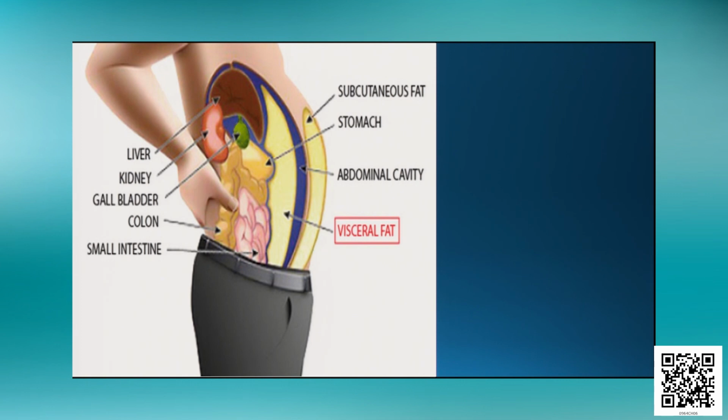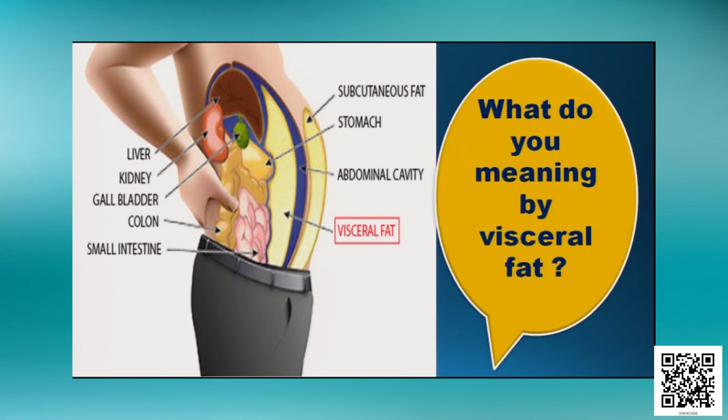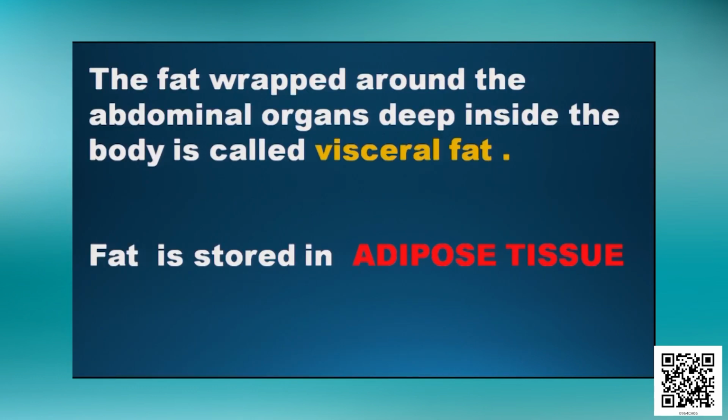Okay. Look at the picture here. The person's abdominal region is a little bit fatty. Why? Isn't it because of the subcutaneous fat and the visceral fat? Look at the picture. It's written subcutaneous fat and the visceral fat. So, what do you mean by visceral fat? Let us find out. The fat which is wrapped around the abdominal organs deep inside the body is called visceral fat. So, those fats are stored in another type of connective tissue called adipose tissue.